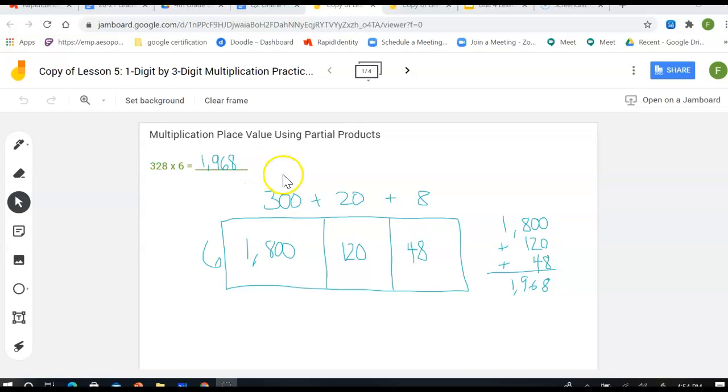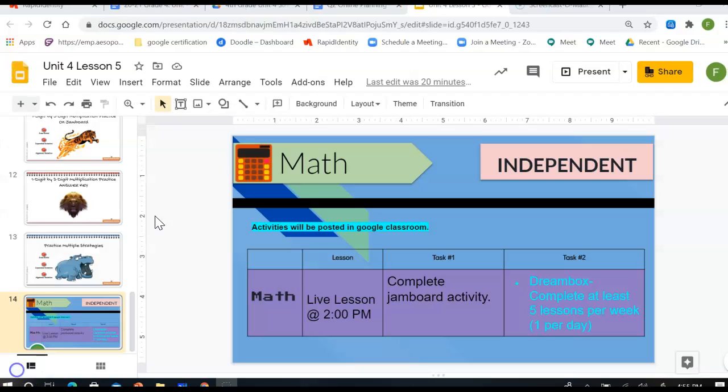You go ahead and complete the next 3 of them. Make sure to show your work and not just put an answer up here for us. And lastly, for independent work, make sure to complete the previous Jamboard activity, and we've already worked through the first one together, I showed you.